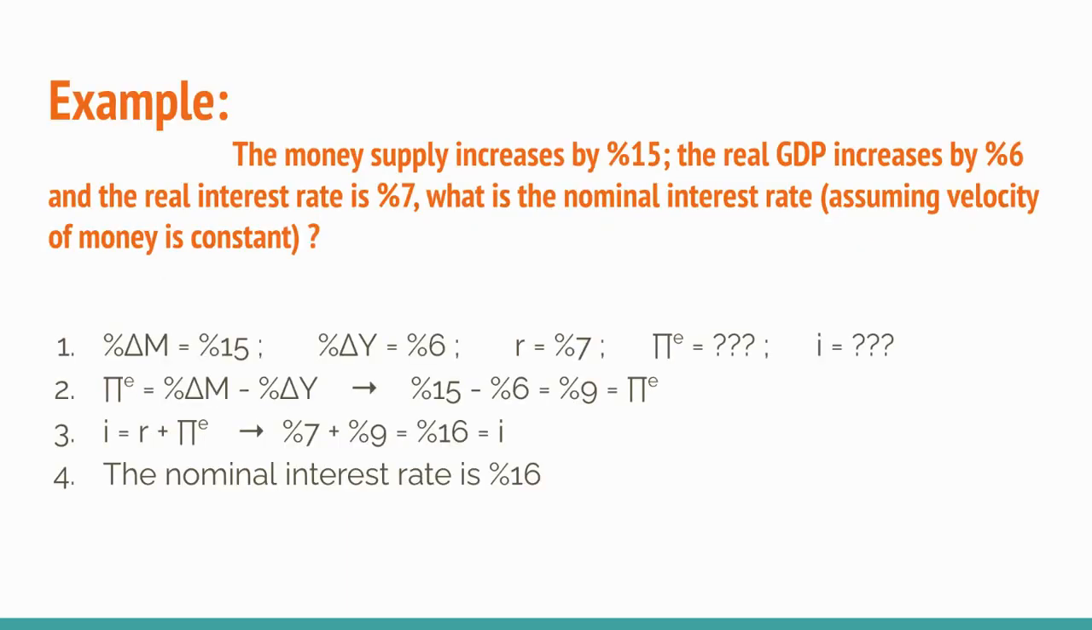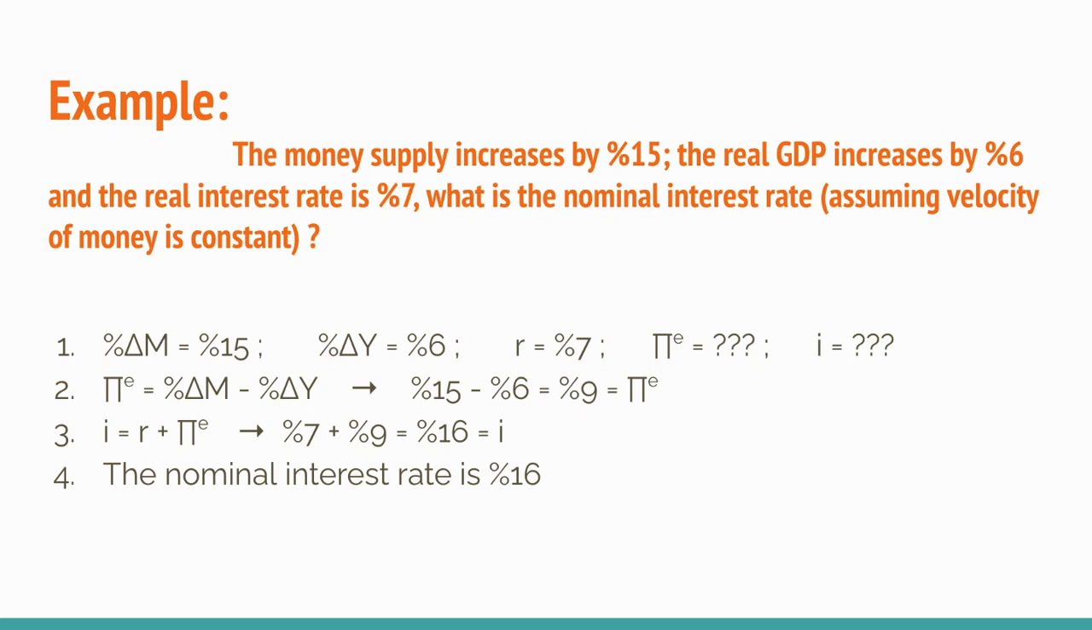In this example, it states that the money supply increases by 15%, the real GDP increases by 6%, and the real interest rate is 7%. We want to know the nominal interest rate. In this question, we're assuming that the velocity of money is constant, but be careful because some questions might say that the velocity of money is changing. Therefore, you can't assume that that is zero.